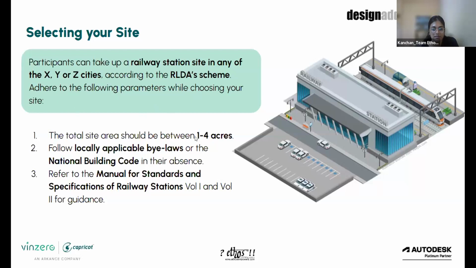acres. I know it's pointed out as 1 to 4 acres, but it has been revised to 3 to 12 acres. Follow the locally applicable bylaws, or the National Building Code in case the locally applicable bylaws are not present. And lastly, refer to the manual for standards and specifications of railway stations. There are two volumes. You can refer to both, whichever parts apply to your design, and you can refer to them while you're designing the railway station part.